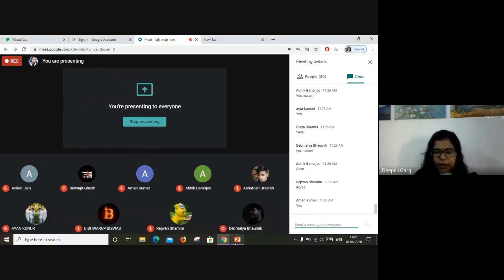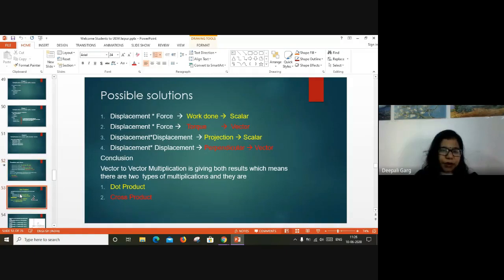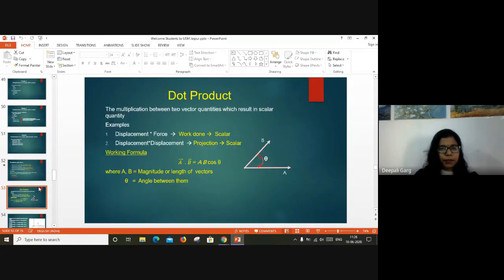Okay. So let's move on to dot product. What is dot product? The multiplication between two vector quantities which results in a scalar quantity is dot product. Examples are displacement into force is work done, and displacement into displacement is projection. This projection is very important from your engineering point of view. We will discuss this later and do a question on it.